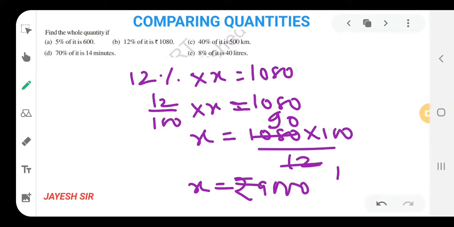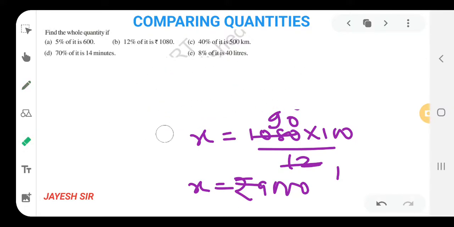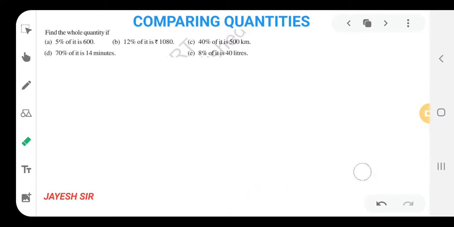I hope you all might be getting it, and these are the easier type of sums. Let us begin with the third type. If you are capable of solving on your own, pause the video and try to solve on your own. Next sum, that is C type.